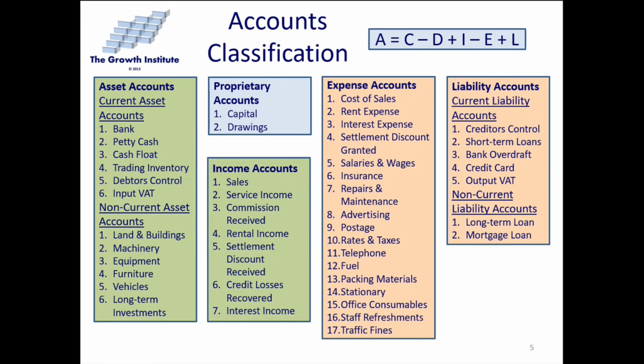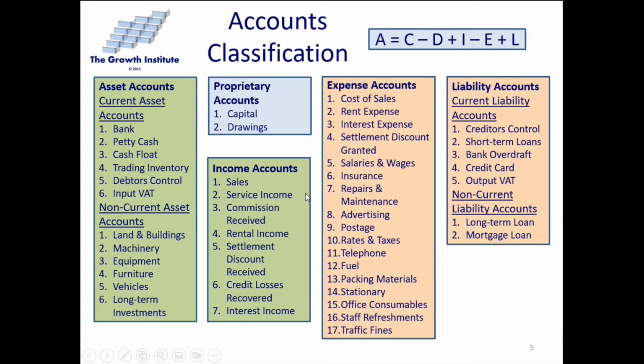But we just assume from the beginning that things like land, building, machinery, equipment, furniture, and vehicles are non-current, because there's a process you have to go through before you can turn that into money. Your long-term investment will be anything more than a year. That is where the year concept comes in. Our current assets will be bank, petty cash, cash float, trading inventory, debtors control, and input VAT.